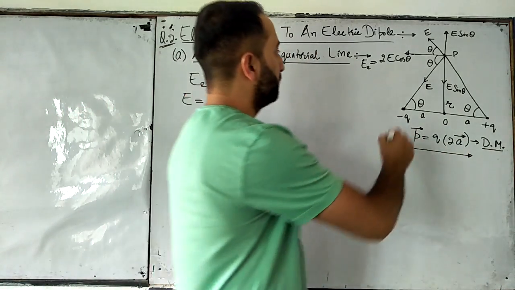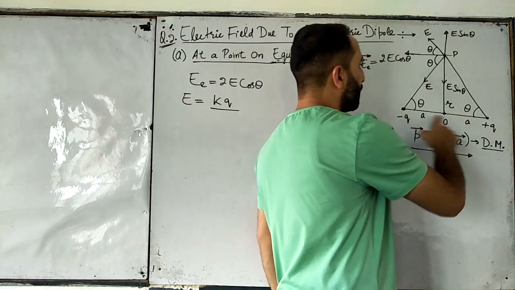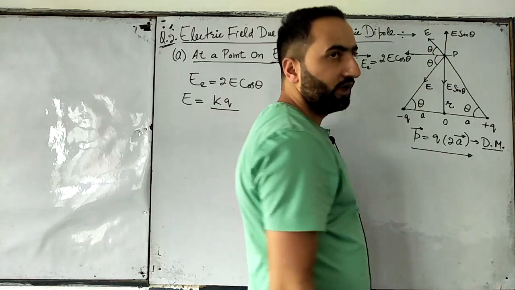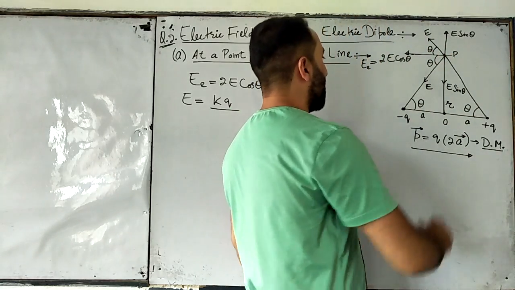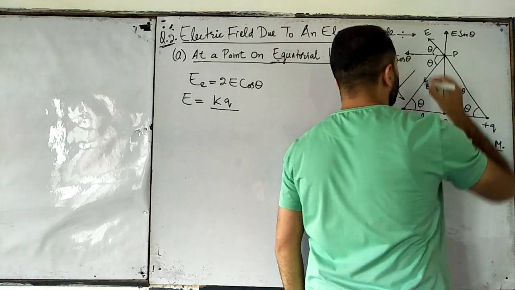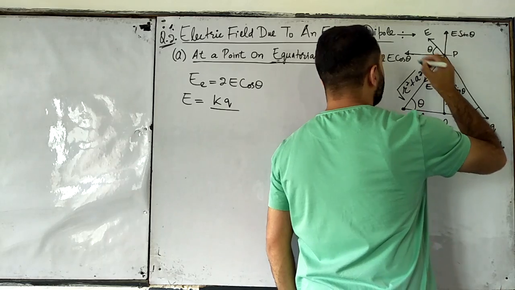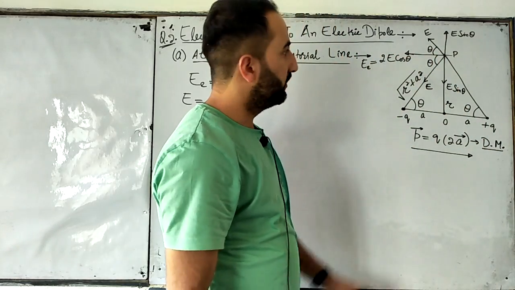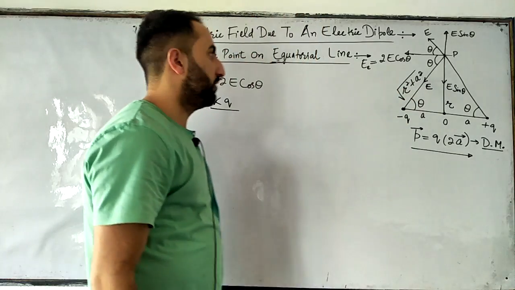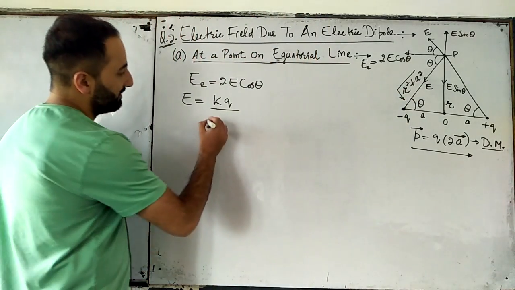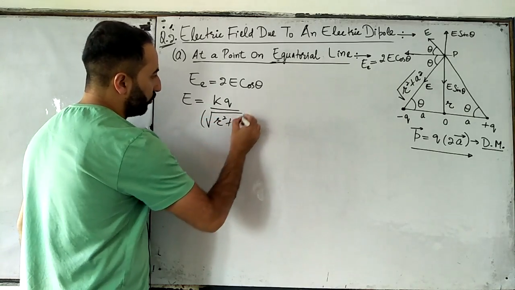Now look, this distance and this distance are exactly the same. These 2 point charges are equidistant from this point P. So that means this length and this length are exactly same, but how much? That will be equal to under root of, this is r, this is a, so r square plus a square. Perpendicular square plus base square, under root, that's equal to hypotenuse, isn't it? So it is equal to under root of r square plus a square, whole square.